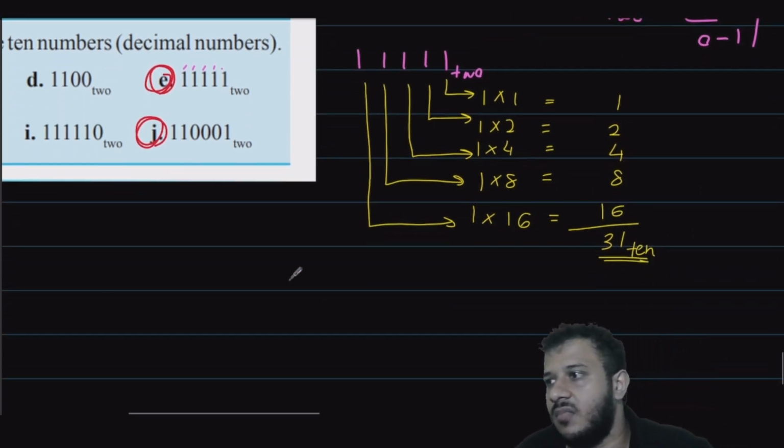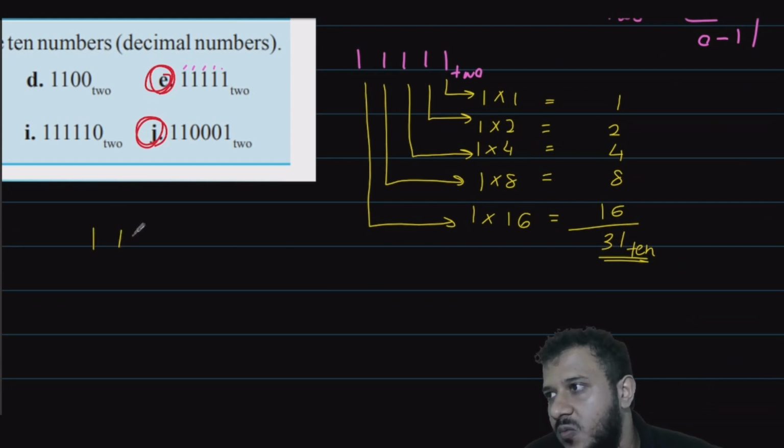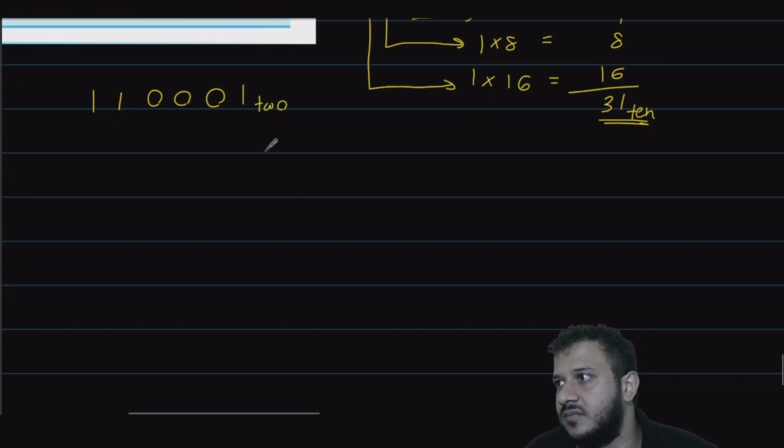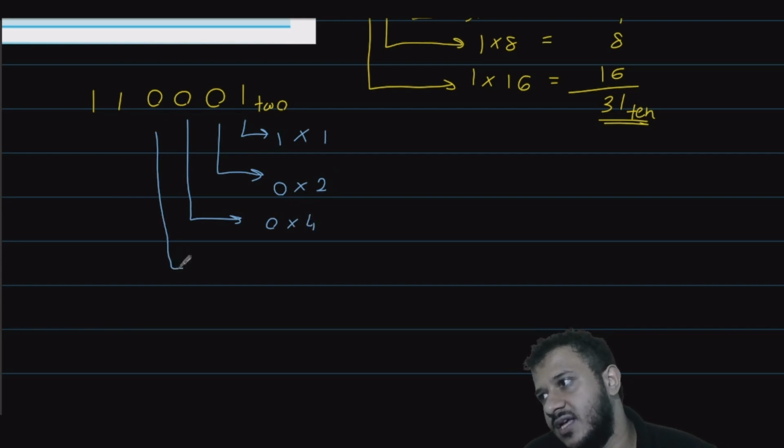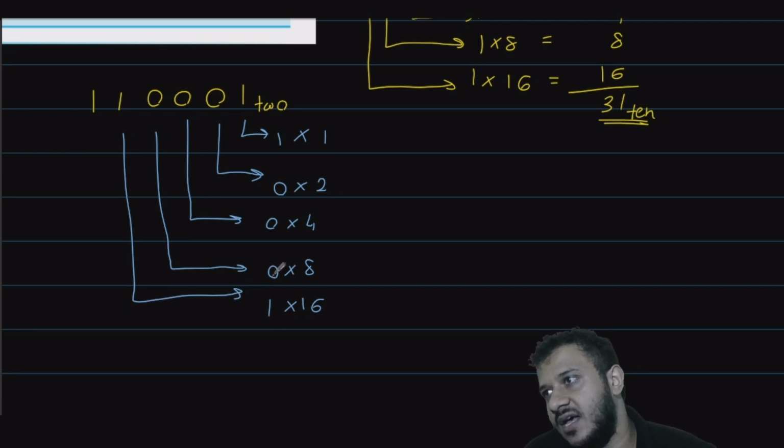All good? Then the next one, 1, 1, 0, 0, 0, 1 in base 2. Let's convert it to decimal. So the first one means 1 times by 1. The next 0 is the power of the next 2, which is 2. The next 0 means times by 4. The next 0 will times by 8. The next one will times by 16. And the next one will times by 32.